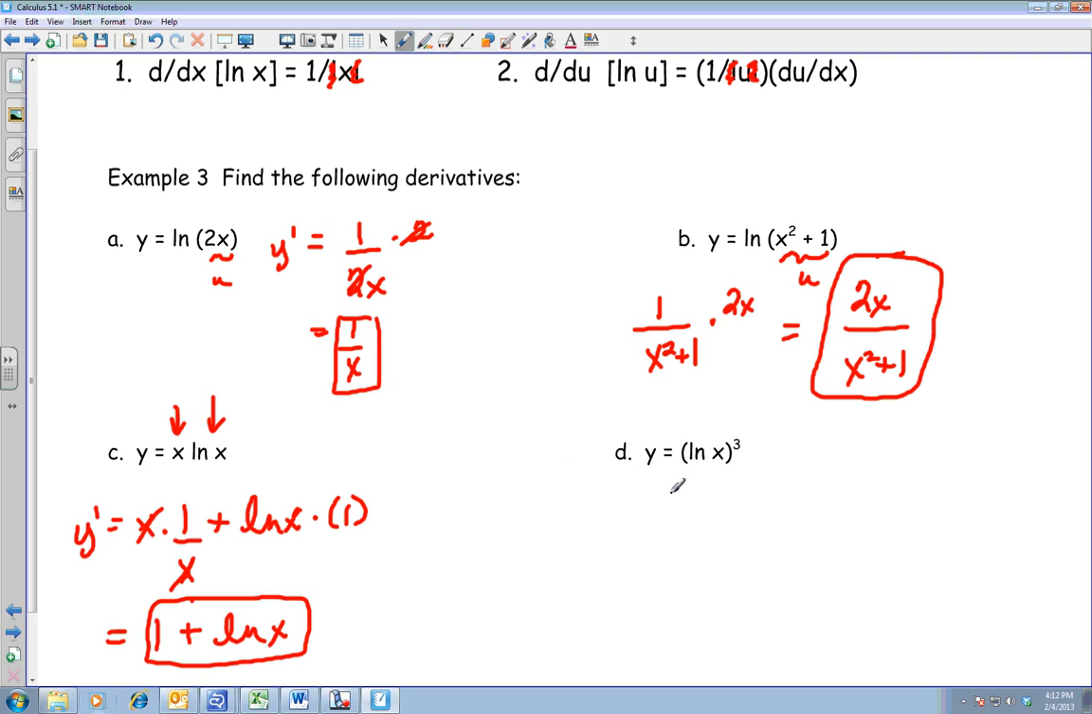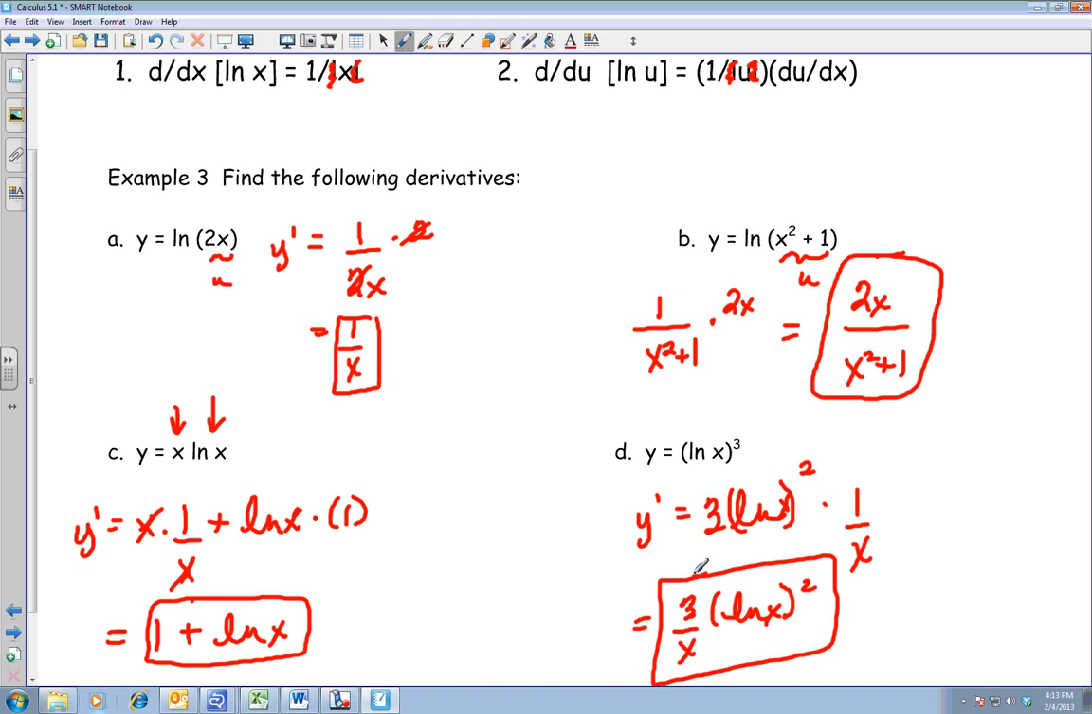Part D, y equals natural log of x, quantity cubed. This is the chain rule. Chain rule says bring down my exponent, keep the inside, subtract 1 from my exponent, times the derivative of the inside. Derivative of natural log of x is 1 over x. You can leave it like that, or you could write it as 3 over x times natural log of x, quantity squared.